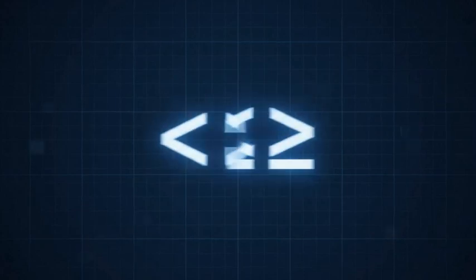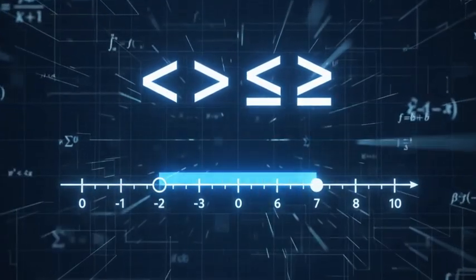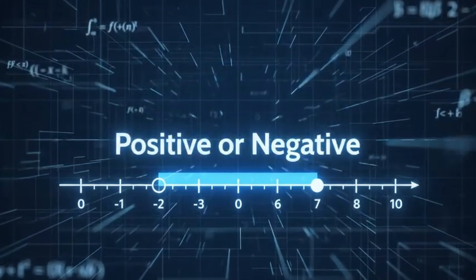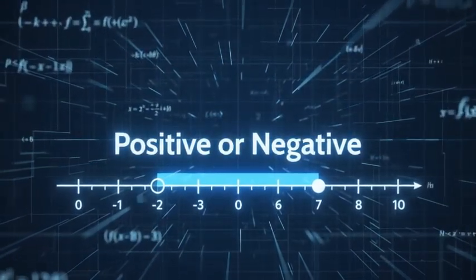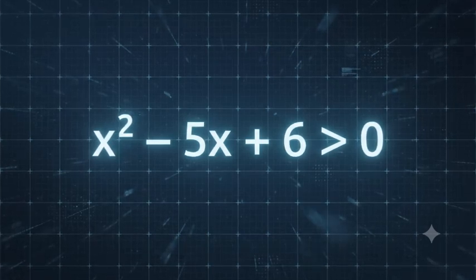Now let's move from equations to inequalities. Instead of finding values that make an expression exactly equal to 0, we find a range of values that makes an expression positive or negative. Consider x squared minus 5x plus 6 greater than 0.